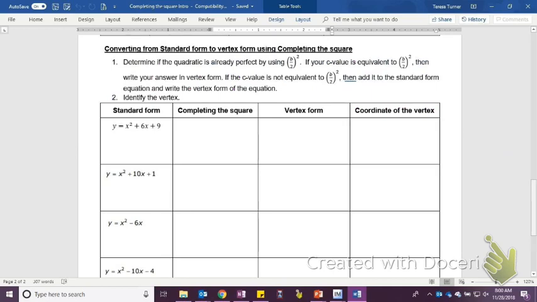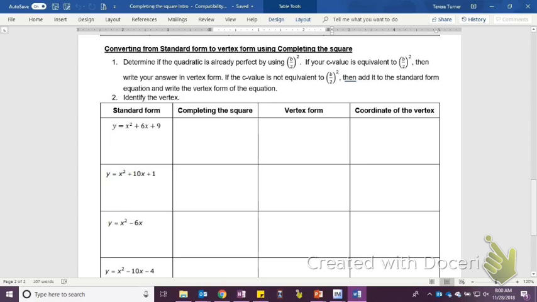For this next part, you are going to determine if the quadratic is already a perfect square by checking b over 2 squared to see if it's equal to your c value. If it is, then write your answer in vertex form. If it is not, then you're going to add to the standard form and write the vertex form of the equation and identify the vertex.